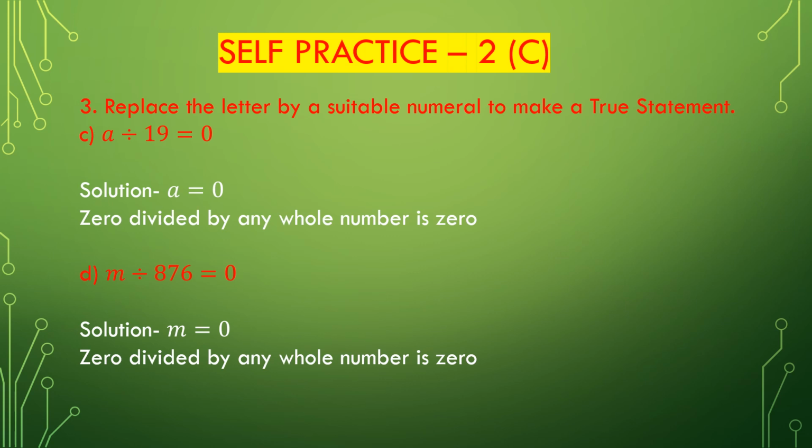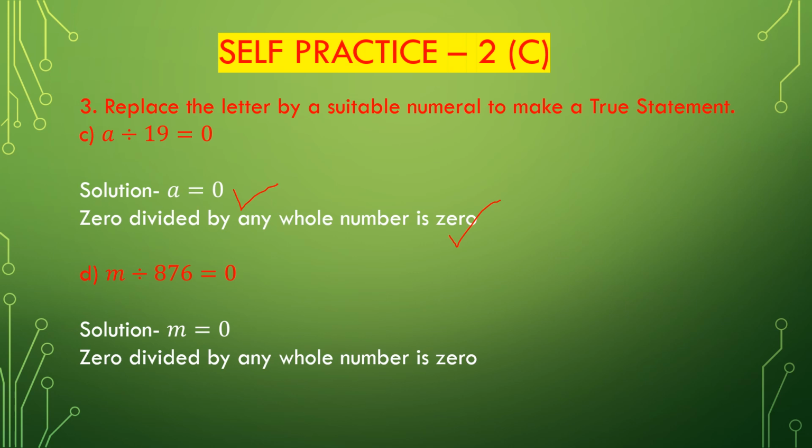Now we solve question number 3, bit C. A divided by 19 equal to 0. Here A will be 0. As we know, 0 divided by 19, we get 0 only. We know 0 divided by any whole number is 0. So here A will be replaced by 0. A will be 0. 0 divided by 19 equal to 0.